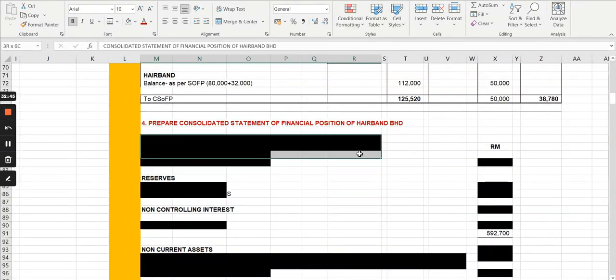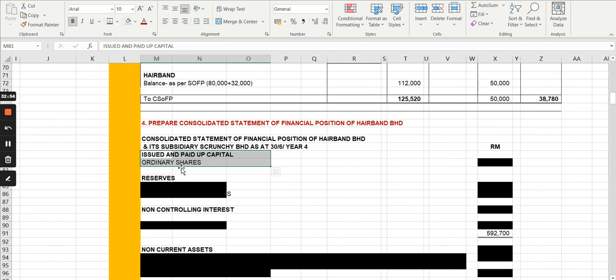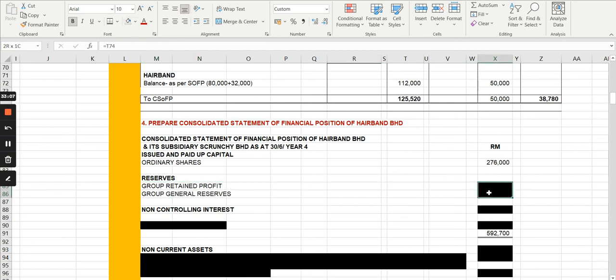Okay, start with the title. Put the date correctly. I'm starting with the equity. Remember, the one that you show here is just the one of the parent, and the reserve that you will show here is the group reserve coming from the one that you have computed in your workings here. So 50,000 there. 125,520 is the group retained profit.